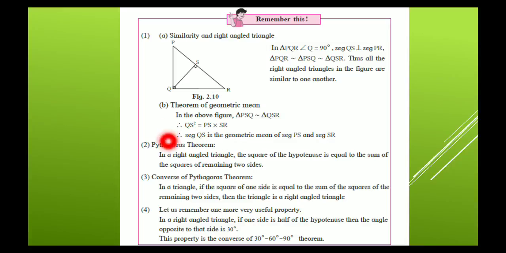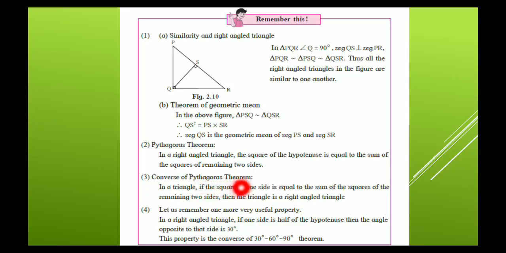Now let us see what is Pythagoras theorem. In a right angle triangle, the square of the hypotenuse is equal to the sum of the squares of the remaining two sides. The formula which I said in the beginning of the lesson, that is hypotenuse square is equal to one side square plus other side square.